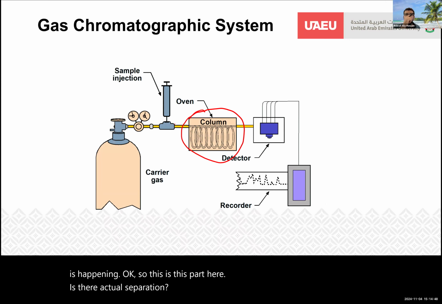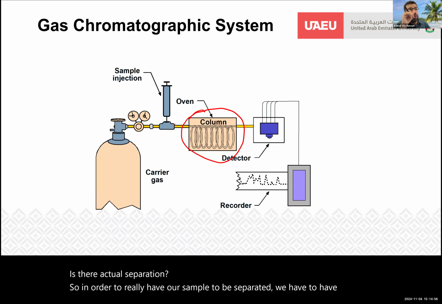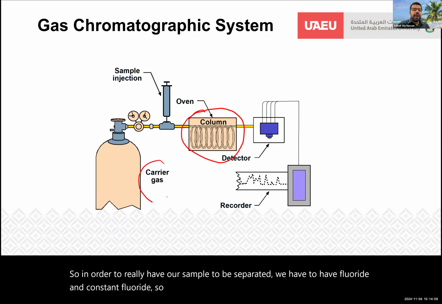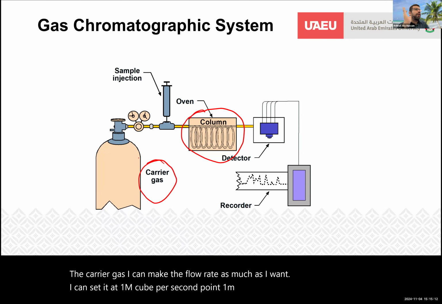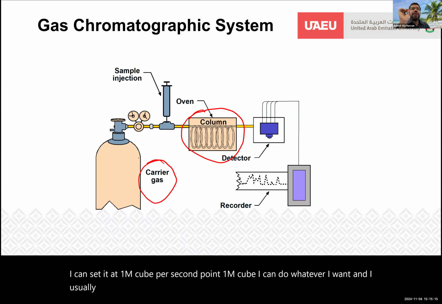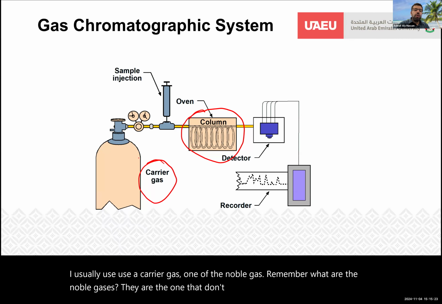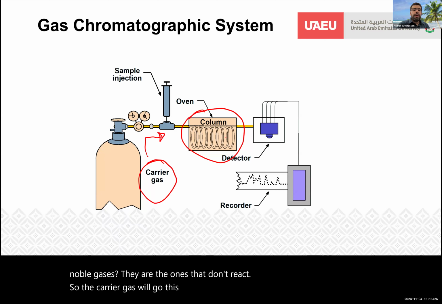So in order to really have our sample separated, we have to have a flow rate and a constant flow rate. So for that, we use a carrier gas. With the carrier gas, I can make the flow rate as much as I want. I can set it at 1 meter cube per second, 0.1 meter cube. I can do whatever I want. And I usually use a carrier gas, one of the noble gases. Remember what the noble gases are? They are the ones that don't react. So the carrier gas will go this way into the column.